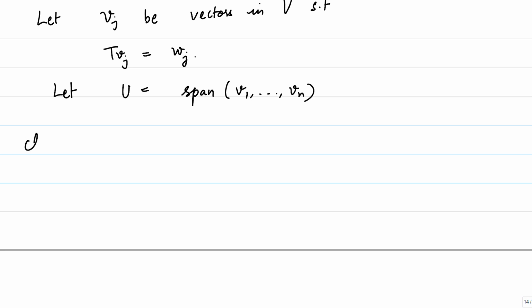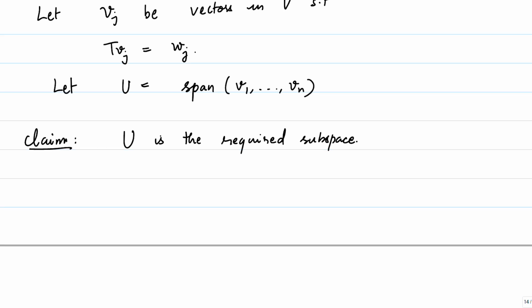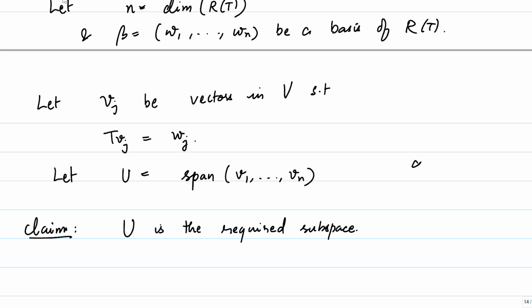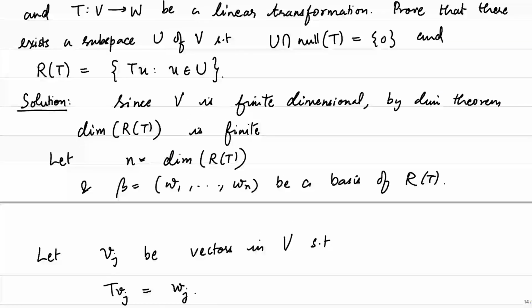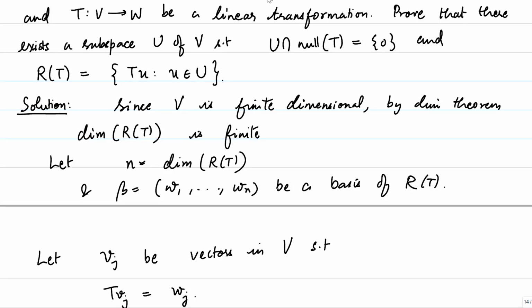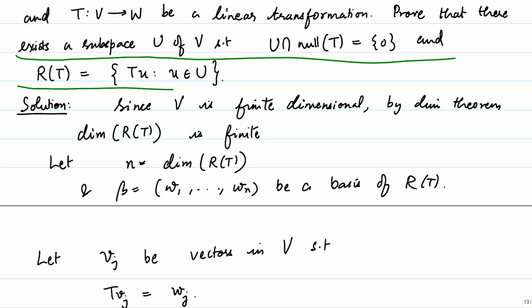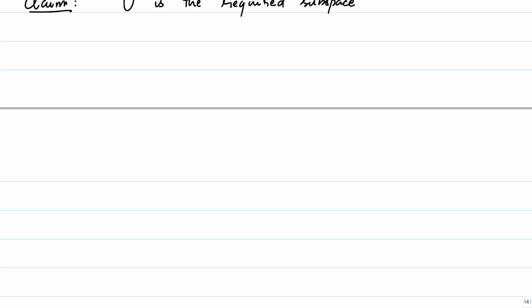My claim is U is the required subspace. So when I say the required subspace, what does it mean? Let me just take you back to the statement of the problem. The problem says, underlined in green, that there exists a subspace U such that U intersected with the null space of T is 0 and R of T is exactly equal to this. Okay, so let's give a proof of this claim and establish it.